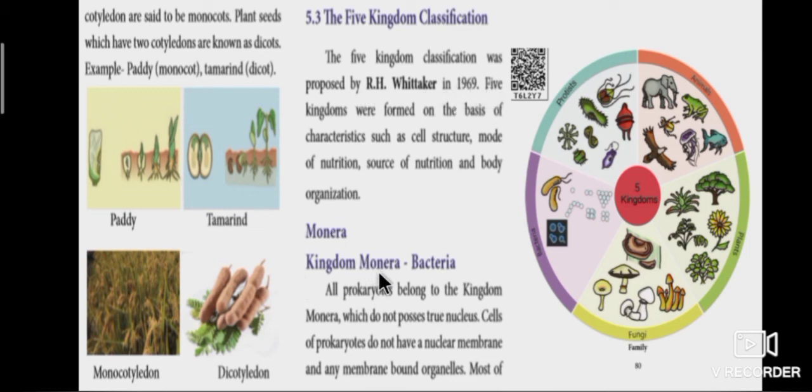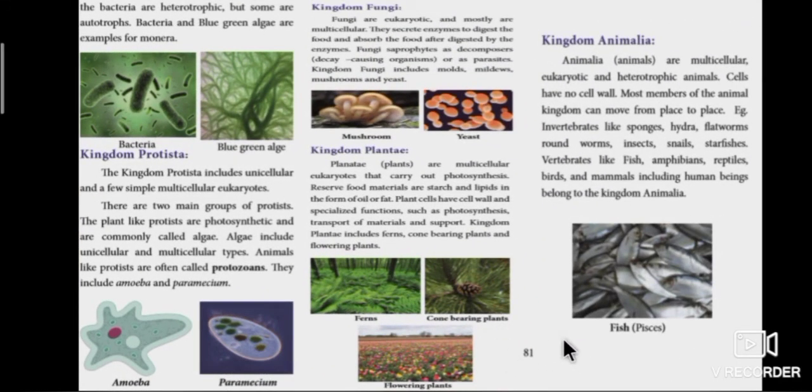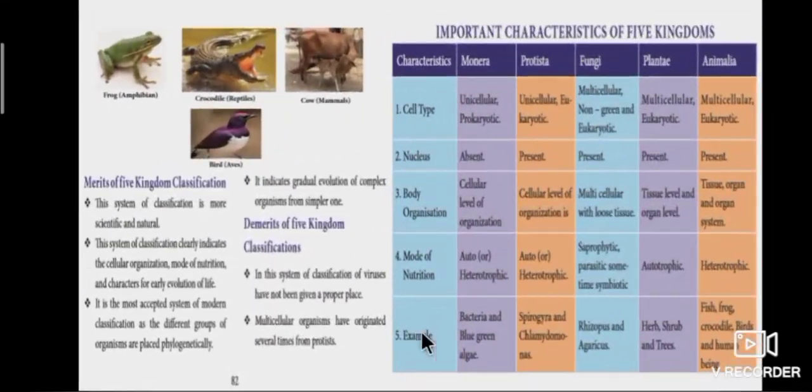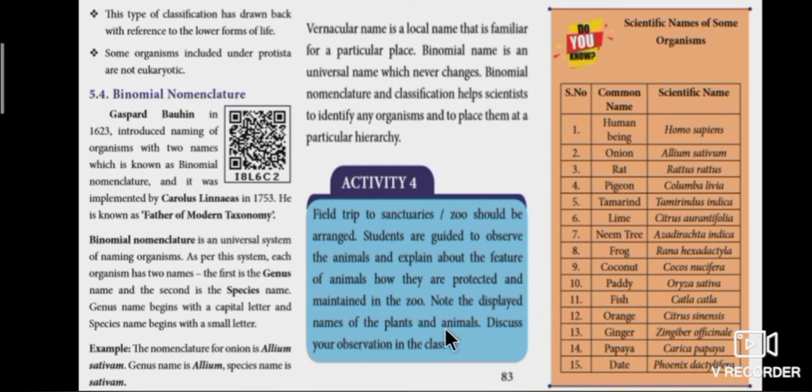First kingdom is Monera. Example, bacteria. All prokaryotes belong to the kingdom Monera, which do not possess a true nucleus. Page number 81 explains about kingdom Protista, kingdom Fungi, kingdom Plantae and kingdom Animalia. Page number 82 explains about merits and demerits of five kingdom classification. Page number 83 explains about binomial nomenclature.